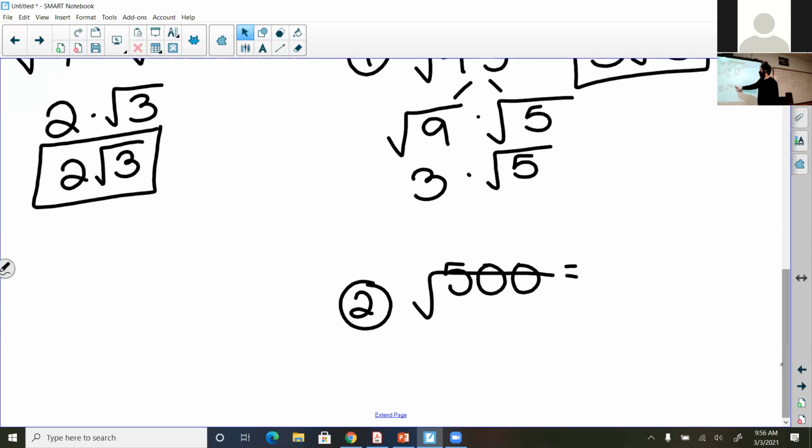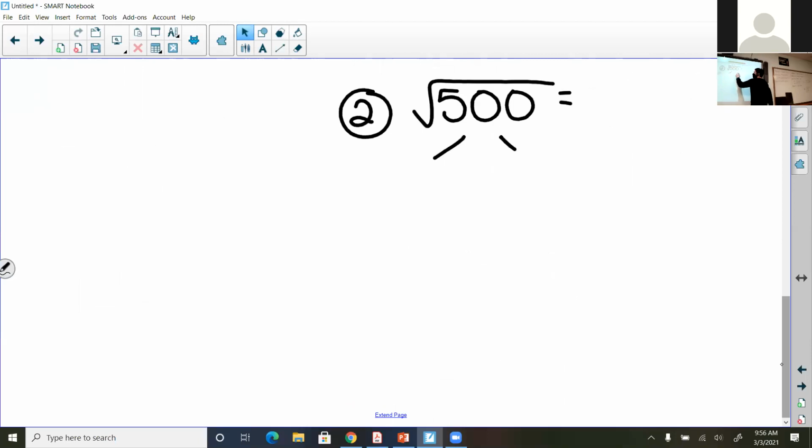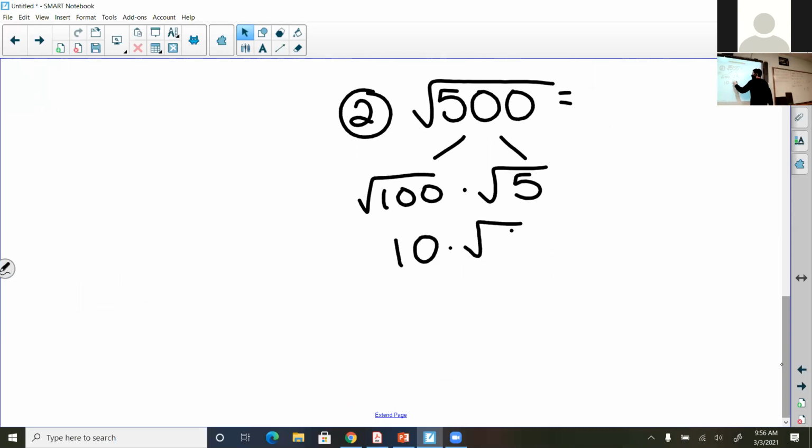Now, square root of 500. What two numbers multiply to give us 500? Now, again, I want to use a perfect square. So I recognize that the square root of 100 times the square root of 5 is the square root of 500. The square root of 100 is 10 times the square root of 5. And that gives me my result of 10 square root 5, or 10 root 5.